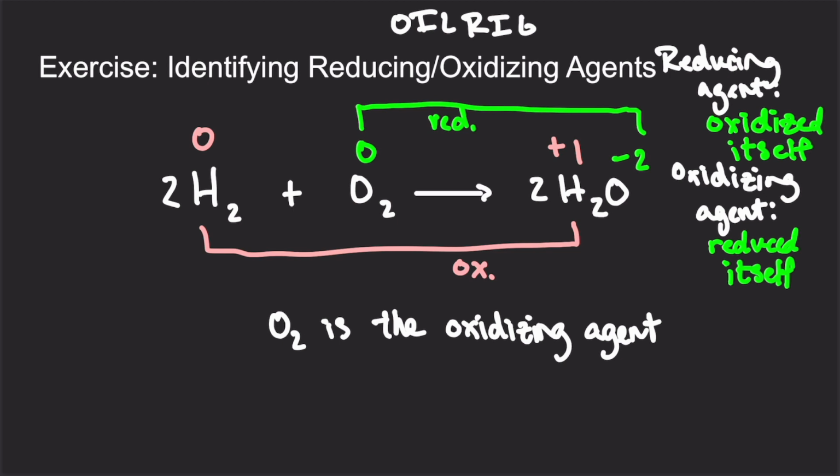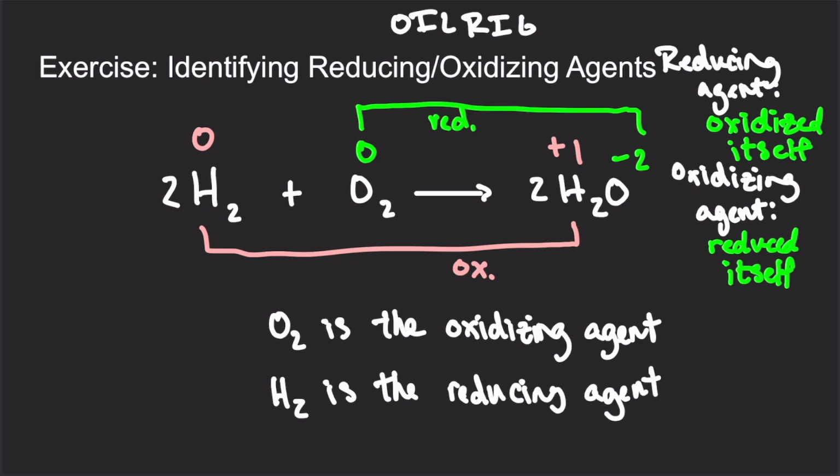It's being reduced itself. And that means H2 is the reducing agent because it itself is being oxidized, right? It is reducing oxygen, oxidizing itself. So H2 is the reducing agent. It's causing something else to be reduced. Okay?